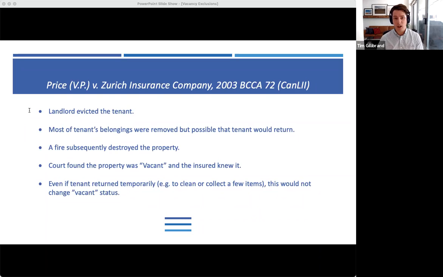And so this case highlights a couple things. First, it's not so easy to argue that you didn't know the property was vacant if you're a landlord, and it seems that the tenant has substantially moved out of the property. And second, even if the tenant comes back or is potentially going to come back to get their belongings or for some other limited purpose like cleaning, courts will consider the property vacant if the tenant's basically substantially moved out of the property and living elsewhere.